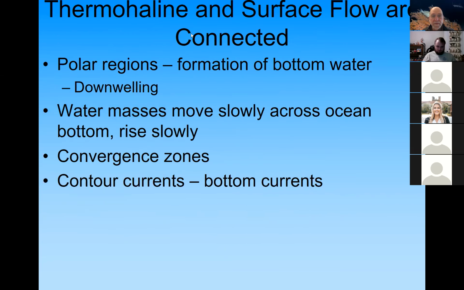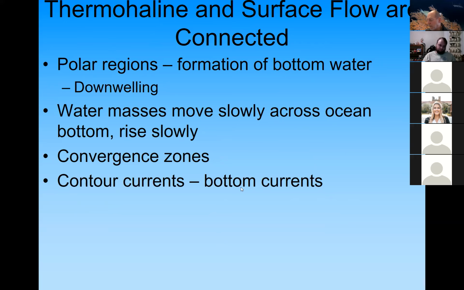The thermohaline and the surface flow typically are connected. In polar regions there is formation of bottom water, downwelling, and then water masses that move across the ocean bottom and slowly rise. So these are the major components of this thermohaline flow that we're talking about. Polar regions, water masses moving slowly across the ocean bottom, and then eventually rising, convergent zones, and currents that are flowing. So how are these things generated?